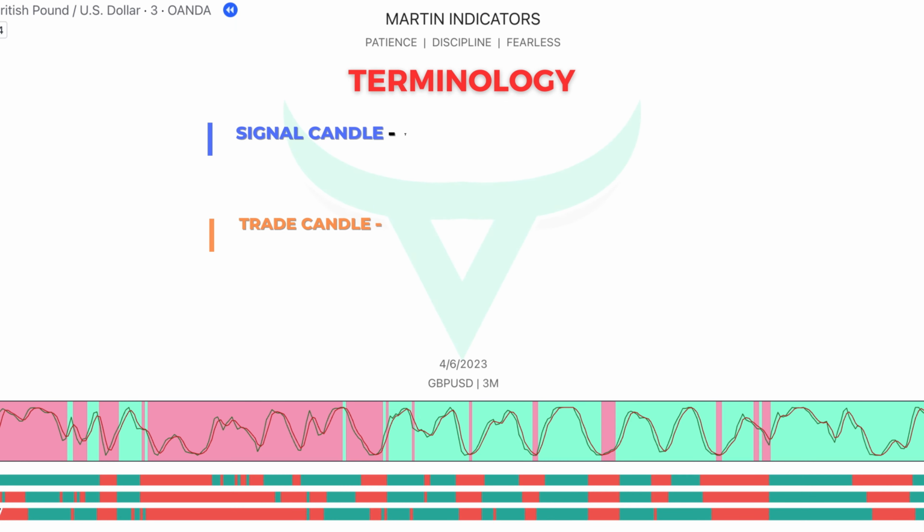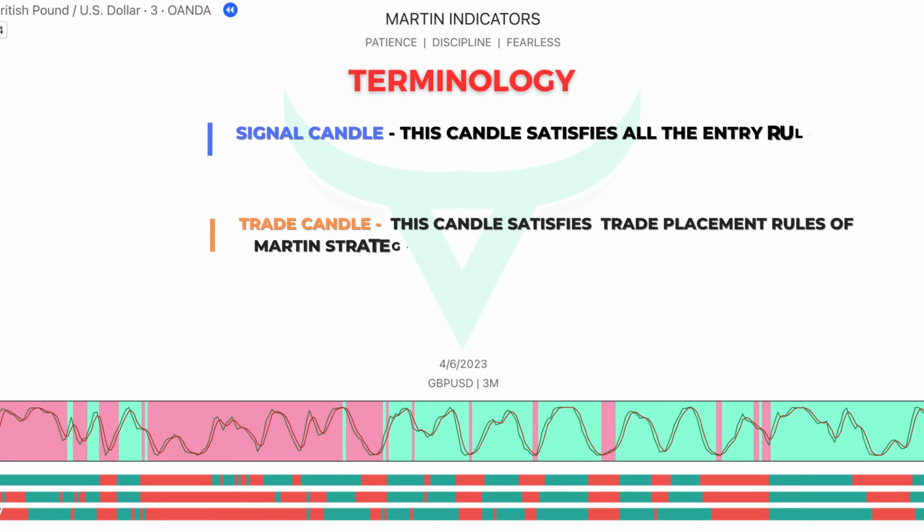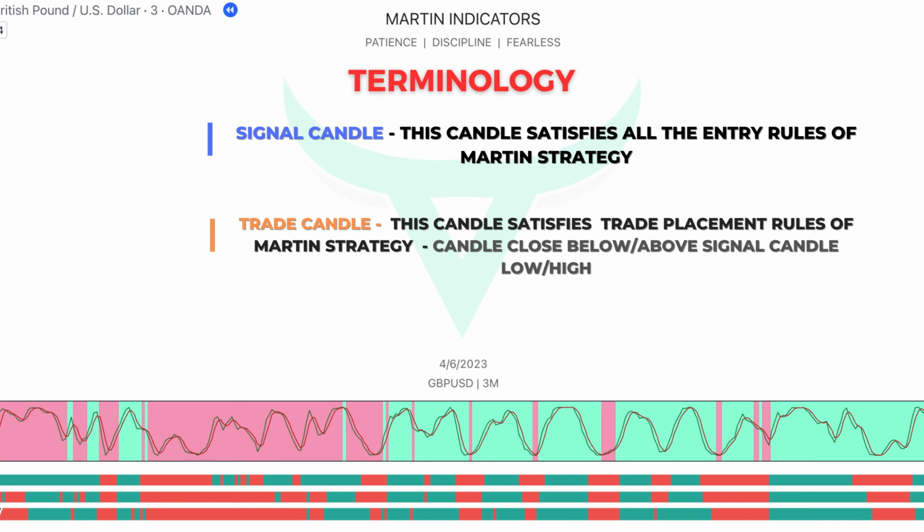Next we will see the terminology of signal candle. This candle satisfies all the entry rules of Martin strategy, and next comes trade candle. It is the candle close above the signal candle, and a valid trade candle should form within 3 candles of signal candle high or low, and we use this candle to place our trades.